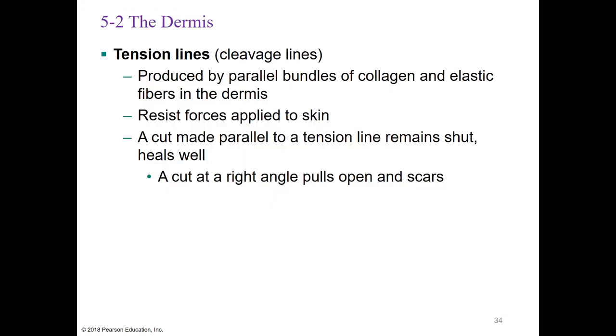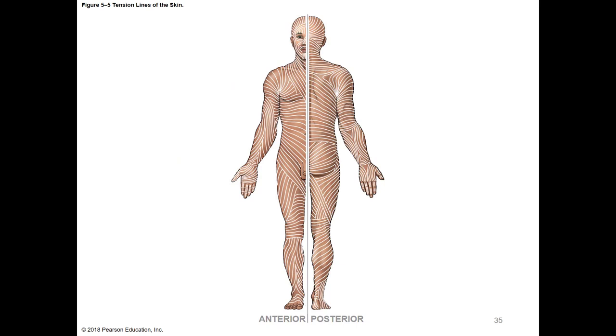Tension lines, or cleavage lines, are produced by bundles of collagen and elastic fibers in the dermis. They resist forces applied to the skin, and they look like this. Someone worked out where the lines of cleavage are in the skin, in other words, what direction the collagen and elastic fibers run in different areas of the skin. And this is universal, so this would be the case for you and me and everyone else.